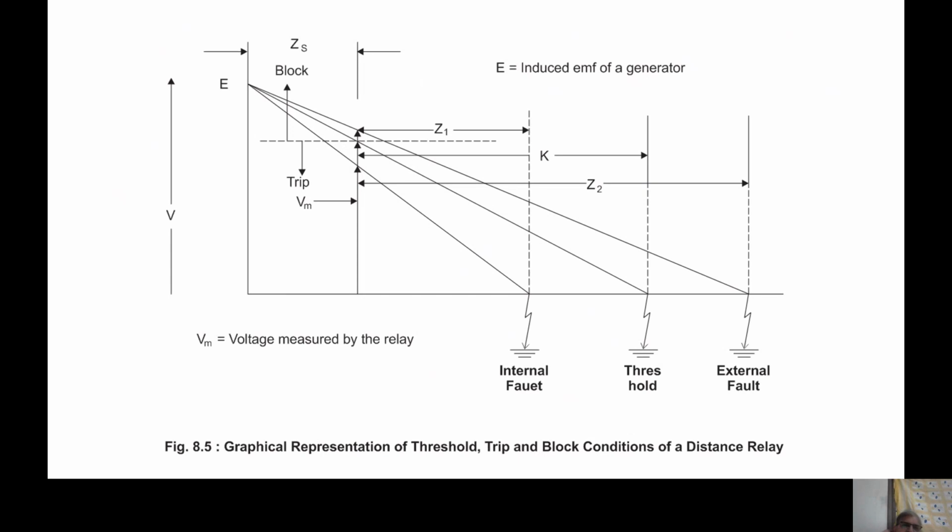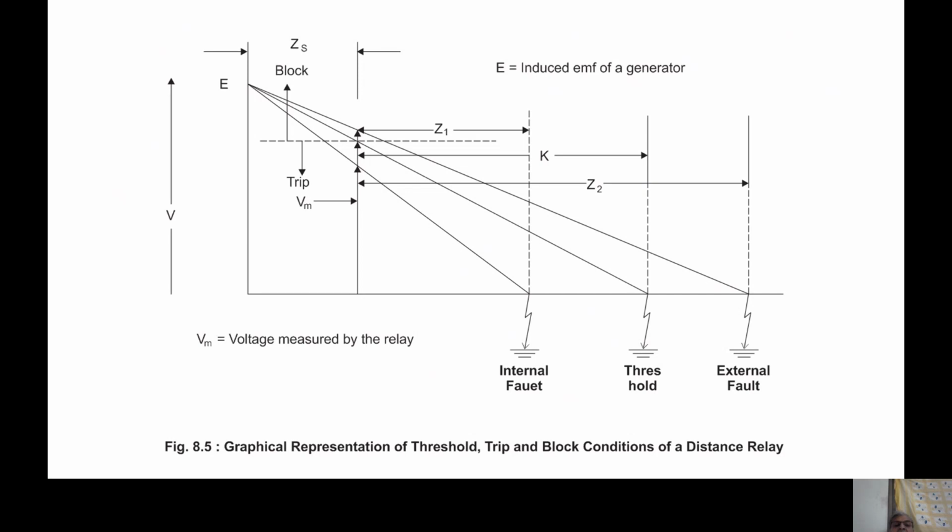The same thing can be seen like this. On the y-axis, if I plot voltage, then it is the induced EMF, E, right? And the x-axis is distance. As I go further, faults occur, and the voltage goes on decreasing, I times Z. So more Z, more collapse; more Z, more collapse, right?